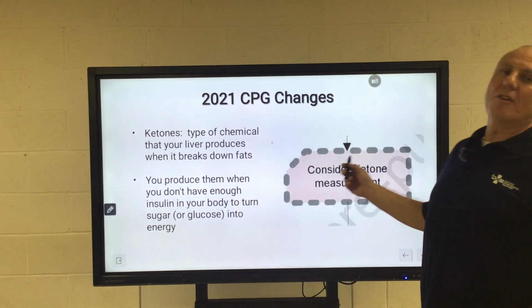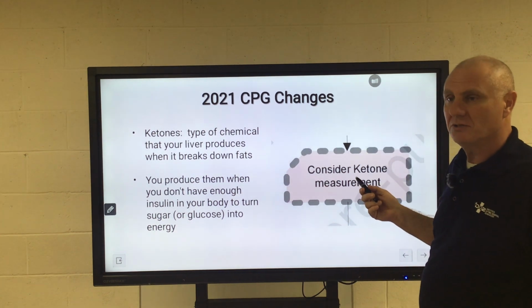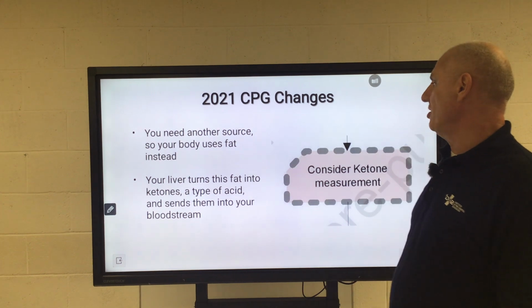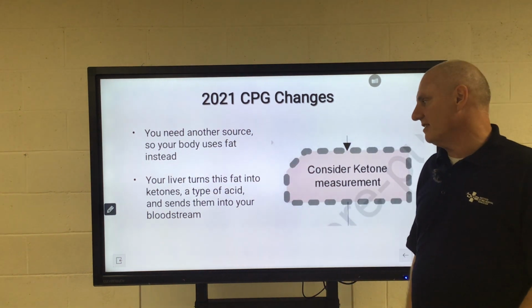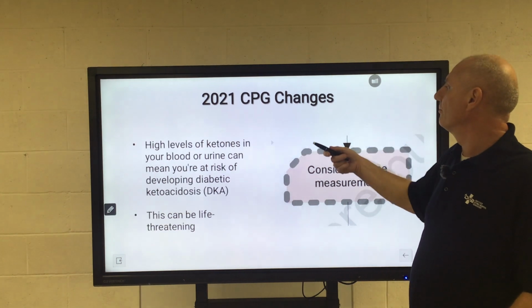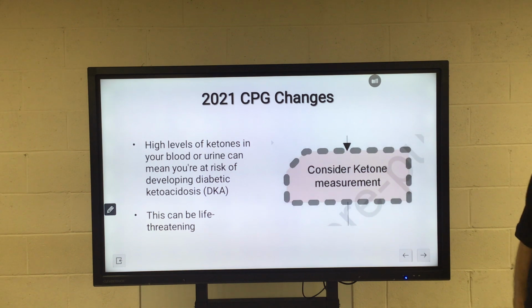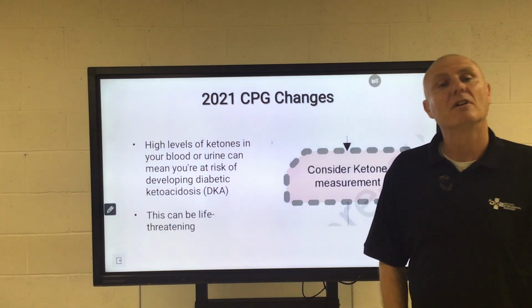Ketones are really, really bad. They're very damaging for children. We need to know if ketones are there, because if ketones are there, the child needs to go to the hospital. You need another source, so your body uses fat instead. Your liver turns this fat into ketones, a type of acid, and sends them into your bloodstream. High levels of ketones in your bloodstream or urine can mean you're at risk of developing diabetic ketoacidosis or DKA, and this can be a serious threat to life.